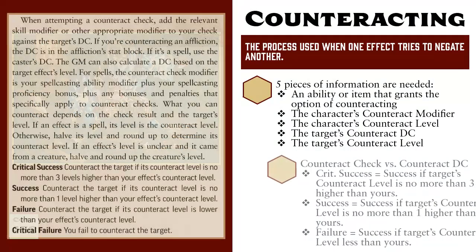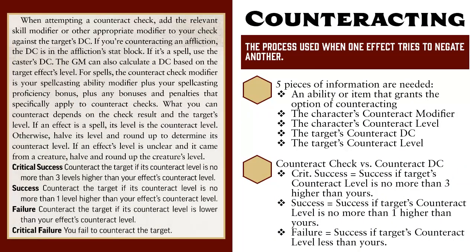When a character attempts to counteract an effect, they roll a counteract check, which is 1d20 plus their counteract modifier. That total is then compared to the targeted effect's counteract DC, much like any other check in the game, except that the ultimate result depends on the difference between the target's counteract level and the character's counteract level.